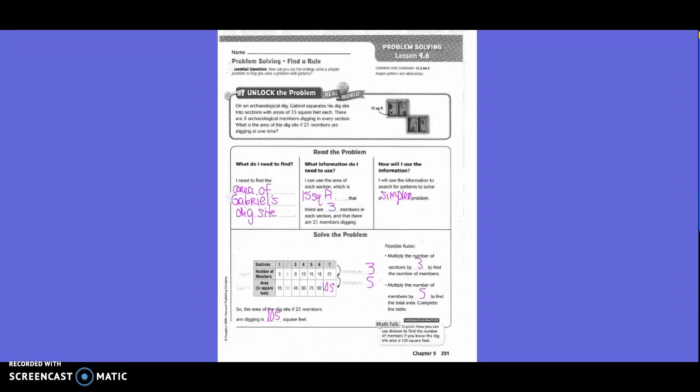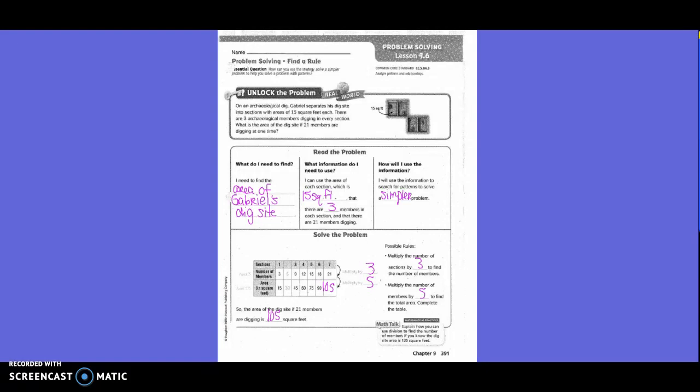Read the problem. What do I need to find? I need to find the area of Gabriel's dig site. What information do I need to use? I can use the area of each section, which is 15 square feet, and that there are 3 members in each section, and that there are 21 members digging. How will I use the information? I will use the information to search for patterns to solve a simpler problem.